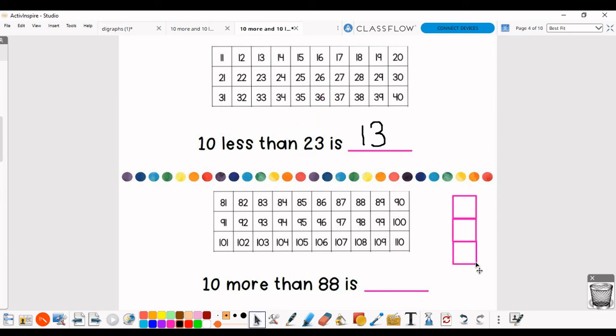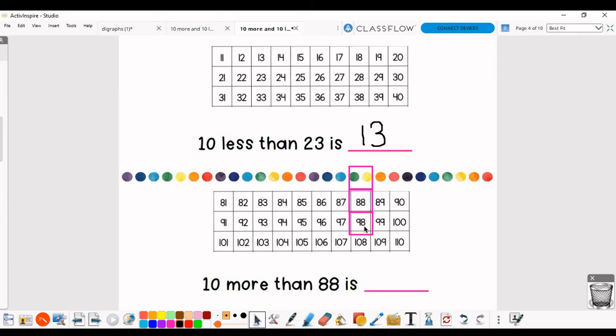What is 10 more than 88? Let's find 88 and put that number in the middle of our tool. Here we are. Put your finger on 88. And remember, to find 10 more, where do we go? Up or down the column? That's right, we go down the column. 10 more, go down the column. So put your finger on 88 and go down the column one time.